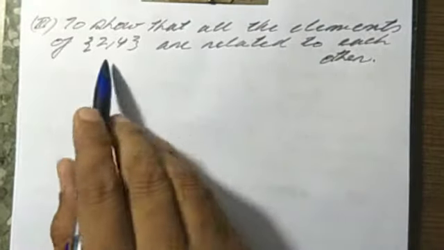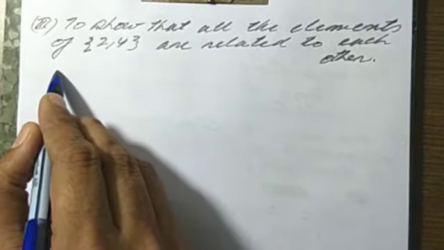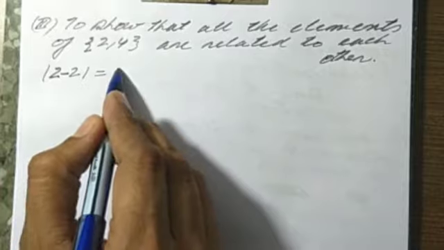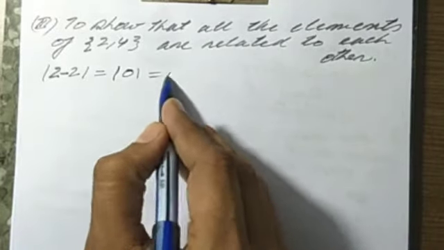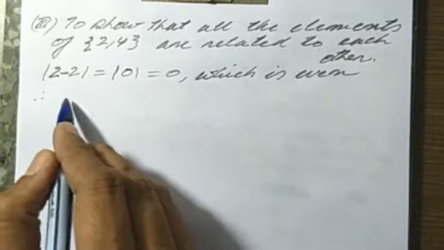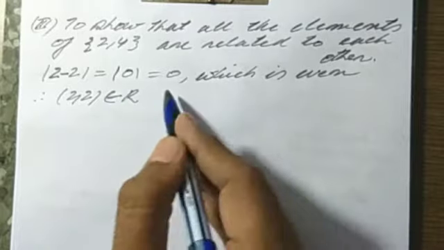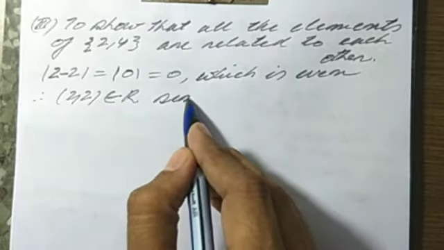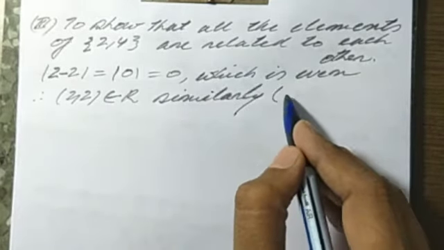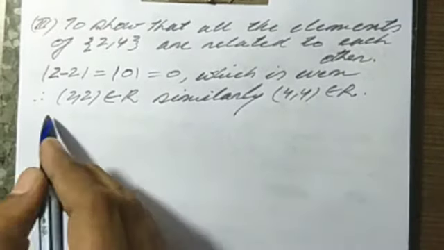Now as a third part, further we have to show that all the elements of the set 2 comma 4 are related to each other. So let us take 2 and 2. So modulus 2 minus 2 is equal to modulus 0, that is 0, which is even. So 2 comma 2 belongs to R. Similarly, we may show that 4 comma 4 belongs to R.